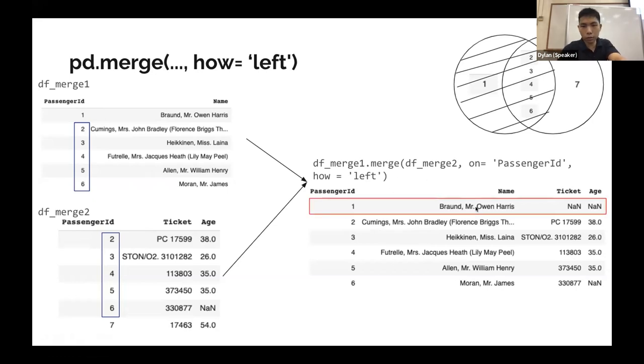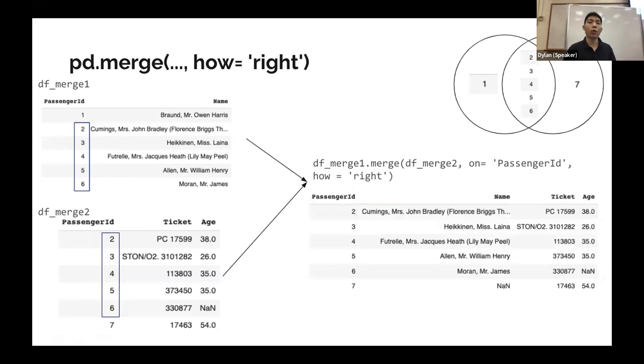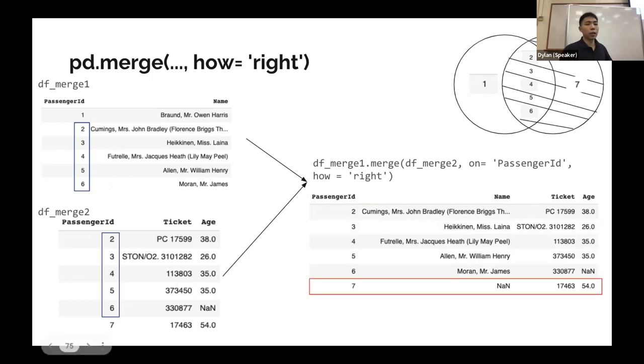But because the name is already found there, it will just be inserted. For the rest, we just fill out accordingly, same as for the inner join. Now we'll go to how equal to right. It's just a symmetry of how equal to left, in the sense that now instead of 1 being selected, 7 will be selected. You can see here, passenger ID 7 is found in df merge 2, but not found in df merge 1. Because there's no name attribute, attribute being column name, for passenger ID 7, when you merge them together, Pandas will put null. Okay?